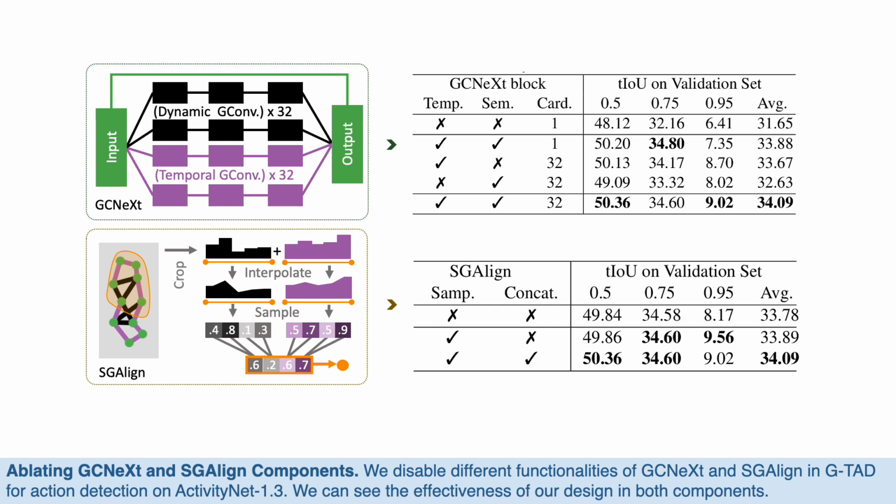Here we provide some ablation study results on GCNeXt and SD-Align components. We do this by disabling different functionalities of GCNeXt and SD-Align in G-TAD for action detection on ActivityNet 1.3. We can see the effectiveness of our design in both components.